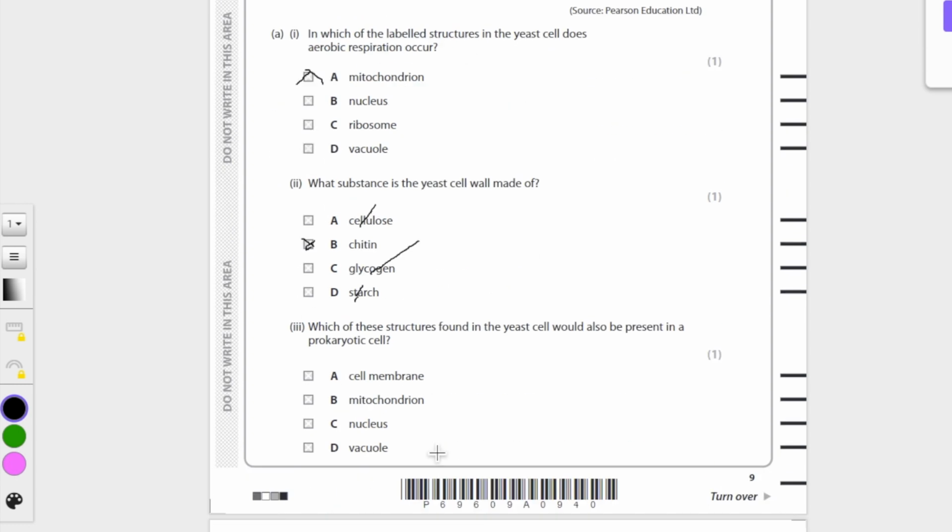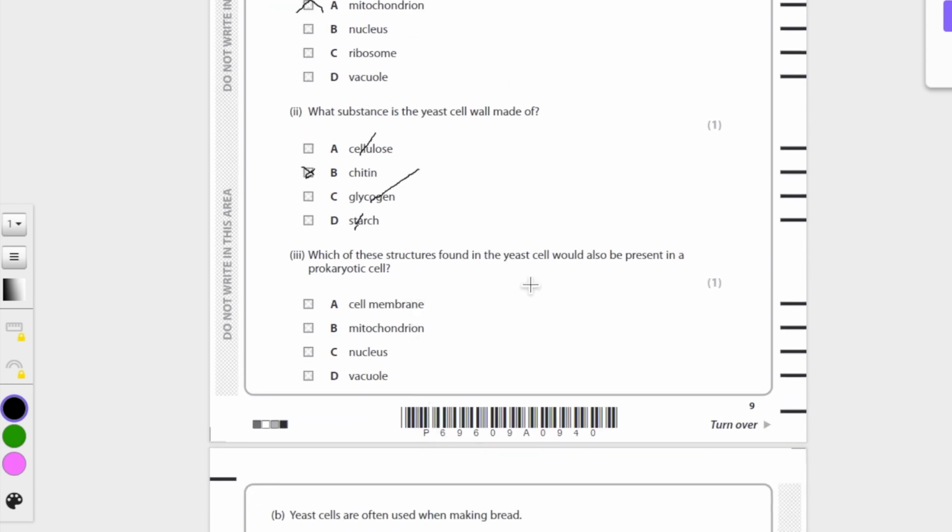Okay, which of the structures found in the yeast cell would also be present in a prokaryotic cell? Okay, so the yeast cell would also.